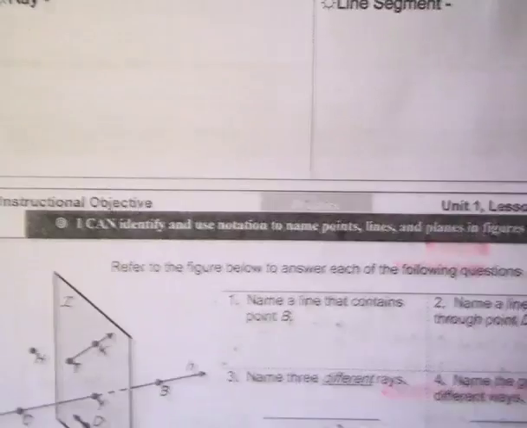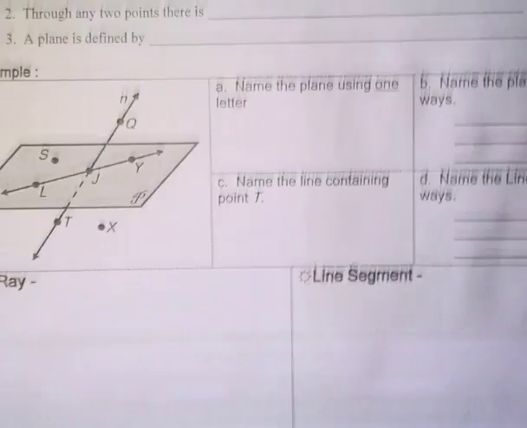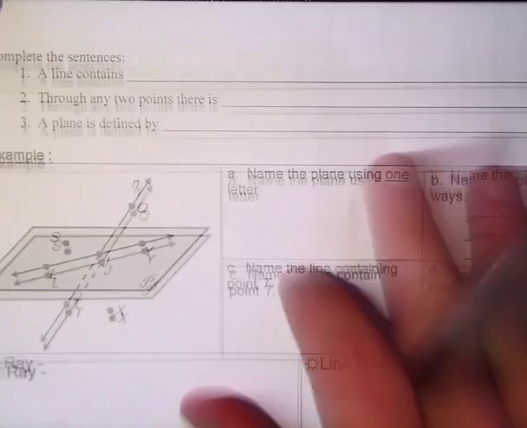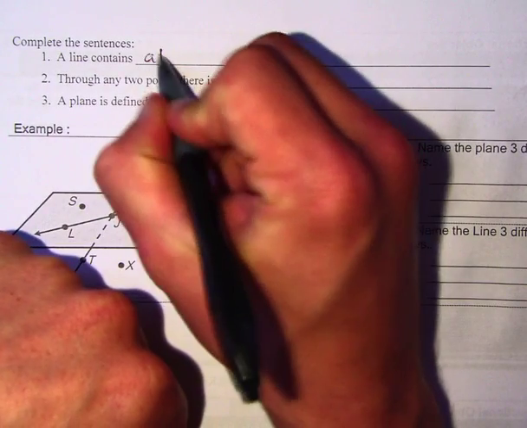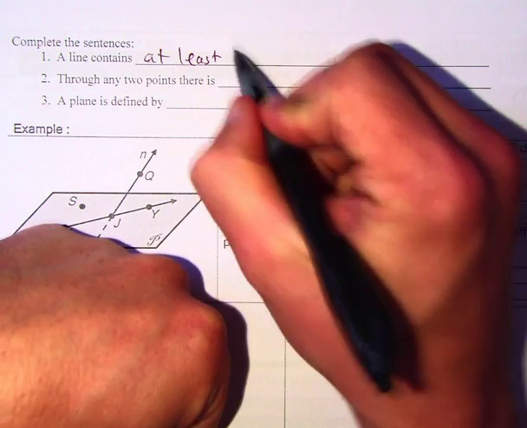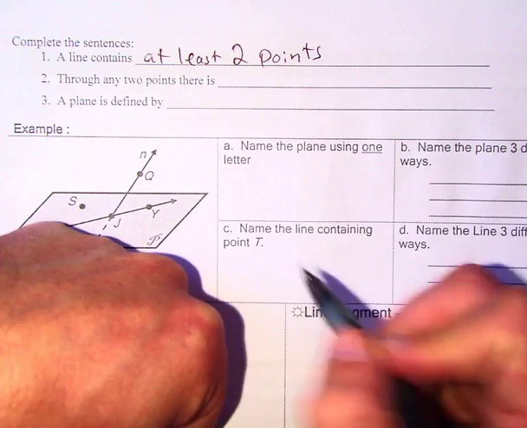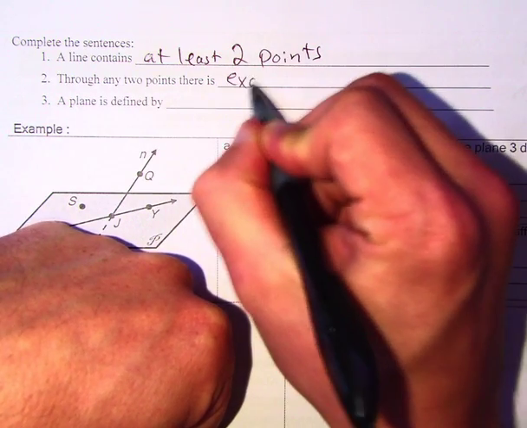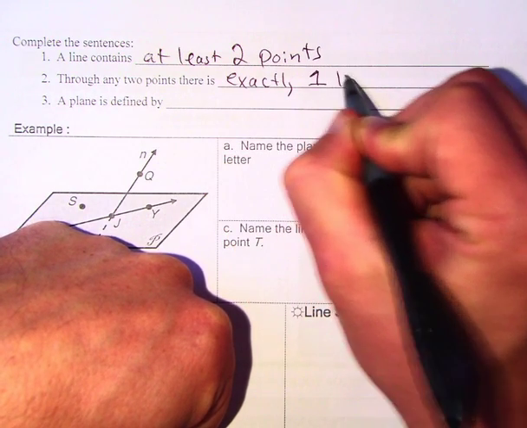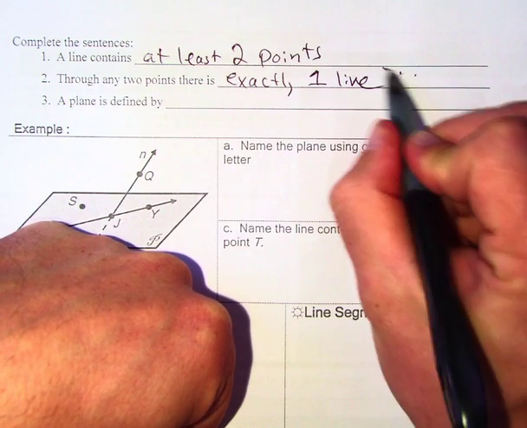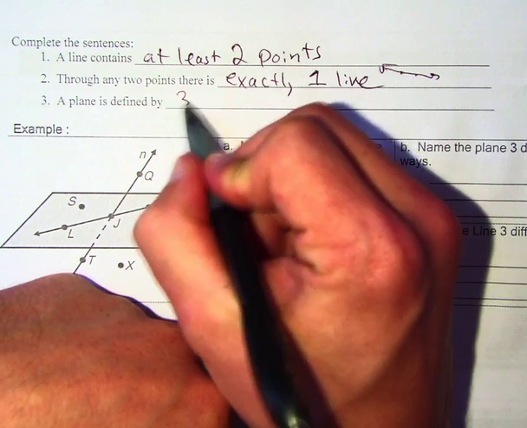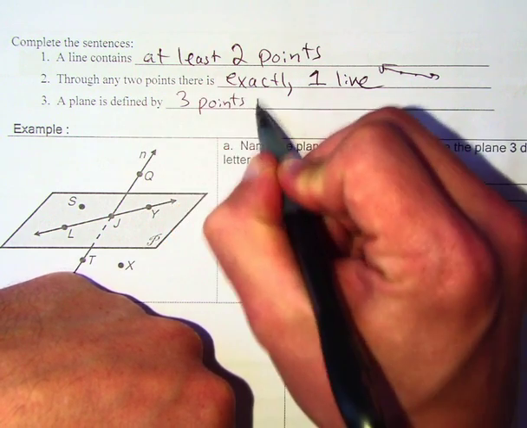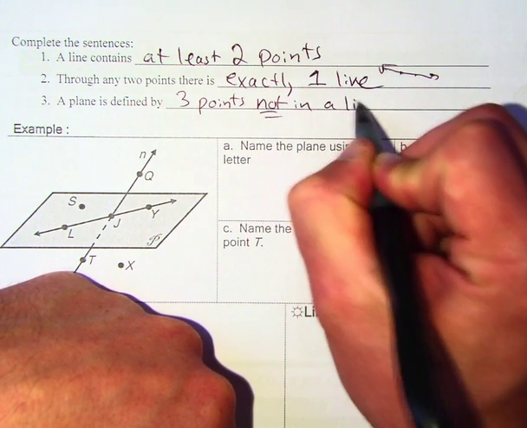If we turn the page, we can go ahead and try these problems at the front. A line contains at least how many points? 2 points. And through any 2 points, there is exactly 1 line. Put down 2 points, you can only make 1 line. And a plane is defined by 3 points, not in a line. Think triangle.